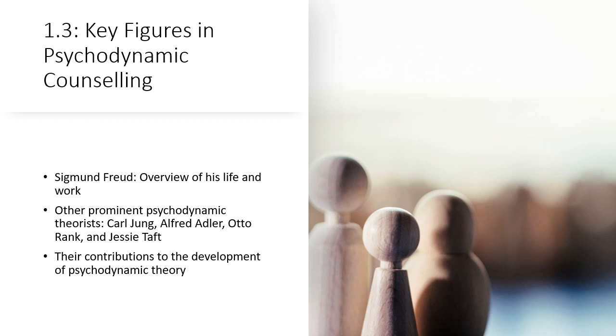This id, ego, and superego model is one of Freud's enduring legacies. The id represents our primal desires and instincts. The ego is the rational and reality-orientated aspect of our mind, and the superego acts as our moral compass. These elements continue to be fundamental to psychodynamic thinking, shaping our understanding of how internal conflicts influence our behavior.